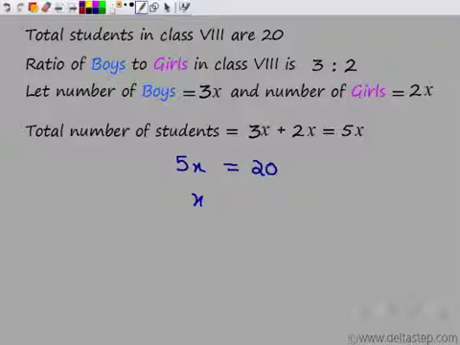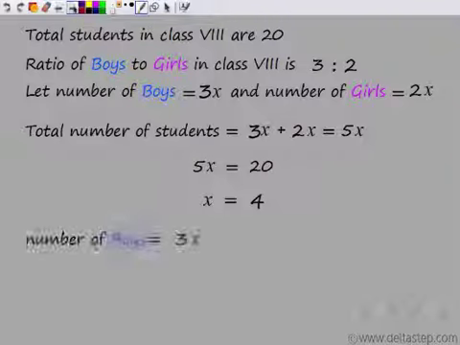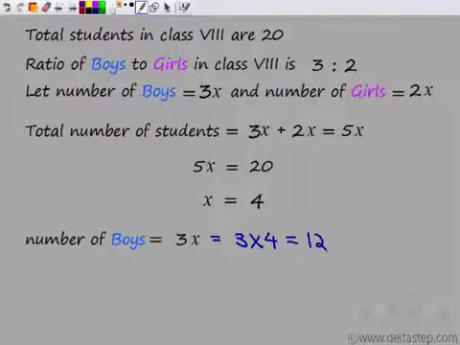So from here I can find that x is 20 divided by 5, which is 4. So I can find x from here. I knew 5x is 20, x is 4. Now number of boys in the class is 3x, which is 3 times x, and x is 4. So 3 times 4 is 12, which is true. We've already seen that number of boys were 12.